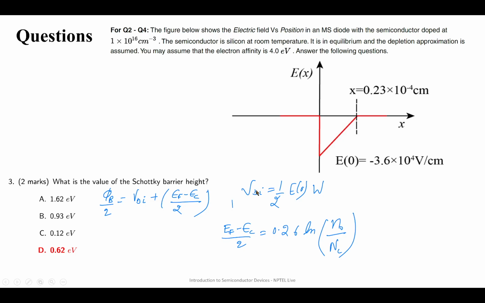So you can calculate the built-in potential by using half E naught W, and E naught you are given minus 3.6 into 10 per 4, W is given 0.23 into 10 per minus 4. So E naught W will be minus 3.7 into 0.23, and EC minus EF you can calculate by 0.26 ln ND by NC, which is 10 per 16 by 10 per 19. So by solving this, you can get your phi B, which is 0.62 electron volts.